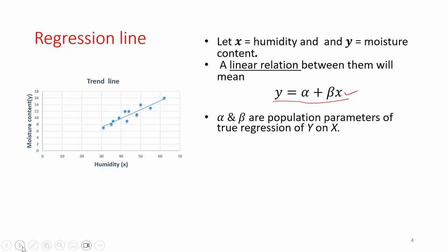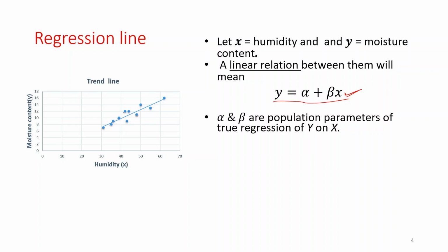So we have just taken a sample. Here, how many points are there? If we count it, 1, 2, 3, 4, 5, 6, 7, 8, 9, 10, 11. So we have 11 points, 11 data points. That means this is a small sample where n value is just 11.